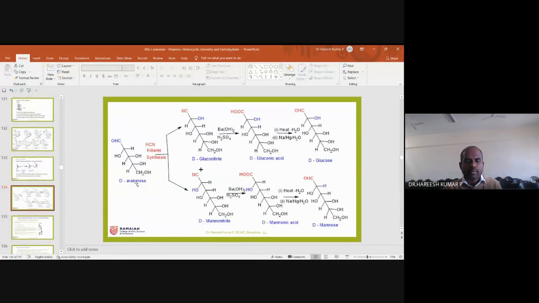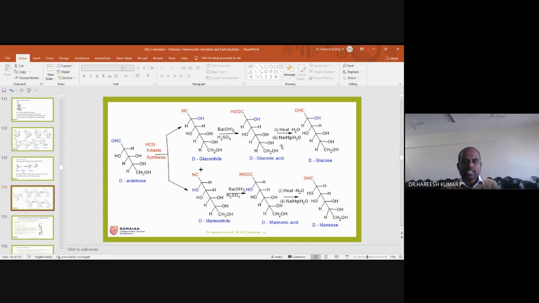So look here, I am taking arabinose as the example for the Kiliani-Fischer synthesis. What is the first step of Kiliani-Fischer synthesis? Addition of HCN. HCN is added to the aldehyde group. As I mentioned previously, oxygen forms a bond with the hydrogen and nitrile forms a bond with the electron deficient carbon. And here I am writing CN at the top because it's the most oxidized one.